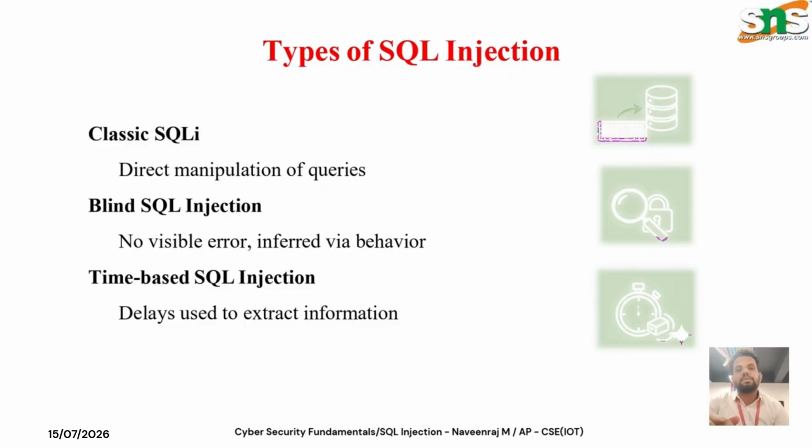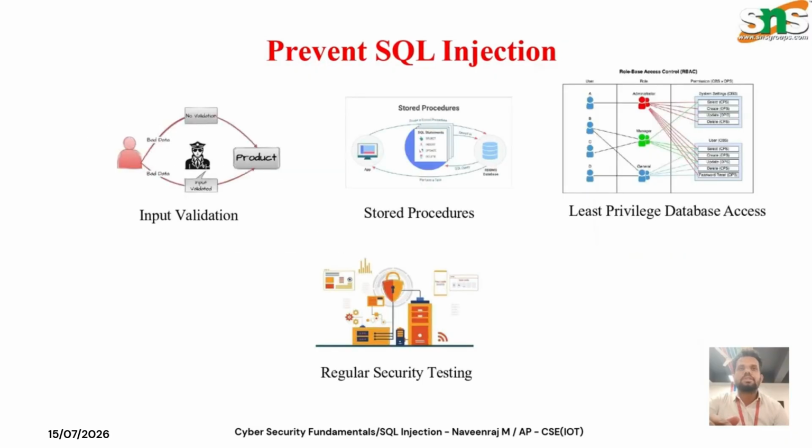Okay, what are the various types of SQL injection? Classic SQL injection, blind SQL injection, and time-based SQL injection. In classic SQL injection, also called error-based SQL injection, attackers directly manipulate the query, and the database errors reveal information. For example, the application displays SQL error messages. Then, in blind SQL injection, there is no visible error message. Attackers infer information based on application behavior, such as true or false responses. For example, the page loads differently when a condition is true. It is harder to detect but still dangerous.